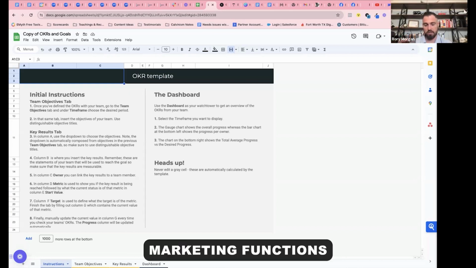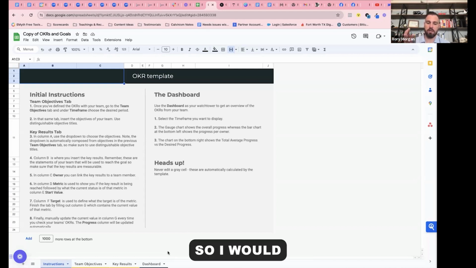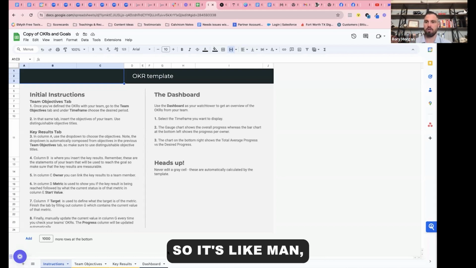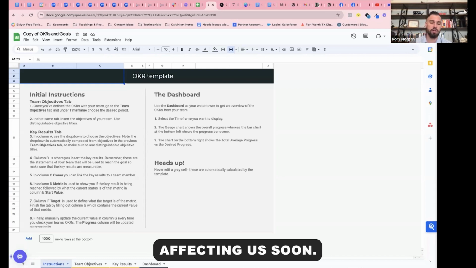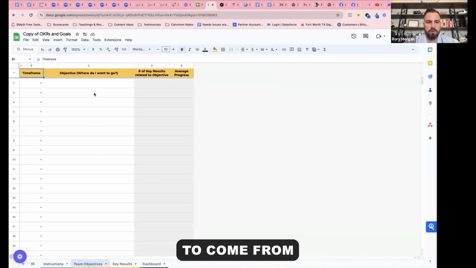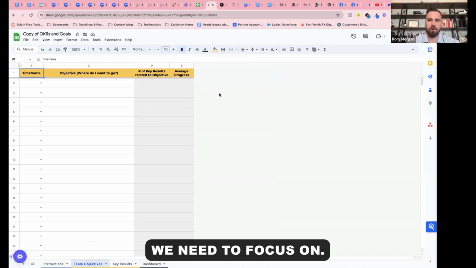So the 4 core marketing functions analysis is imperative, and doing a SWOT analysis. The SWOT analysis stands for strengths, weaknesses, opportunities, and threats. Strengths and weaknesses are internal to your business, right? What is our strength? What are we weak at? Opportunities and threats are external. So it's like, man, we could be doing this, but we're not yet. Or this outside thing is really affecting us, or it could be affecting us soon. So those are 2 exercises to do to really get clear, to just make sure you have context. And then your objectives are going to come from basically saying, okay, we have identified this is the area we need to focus on.